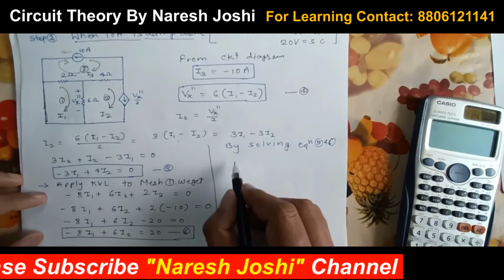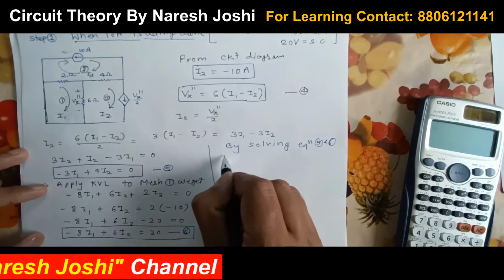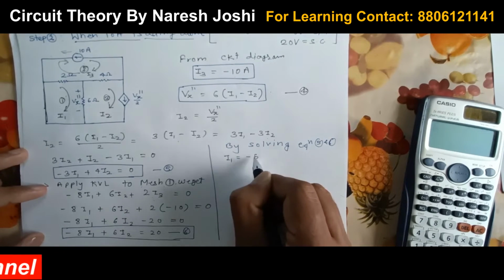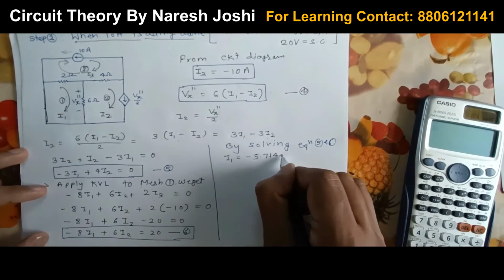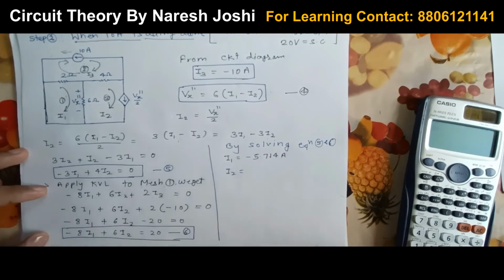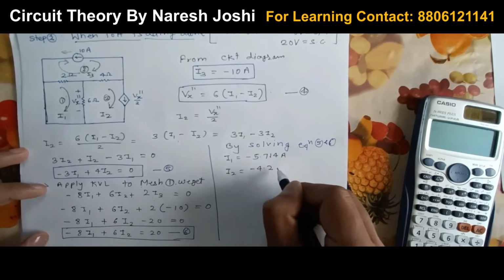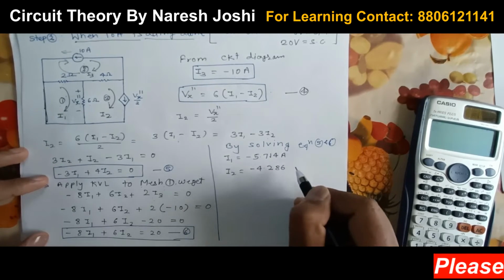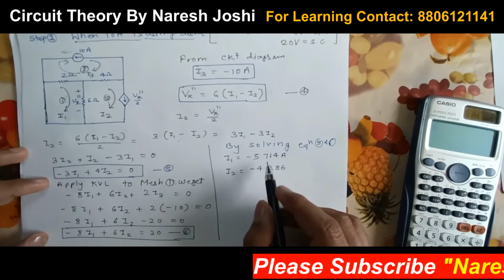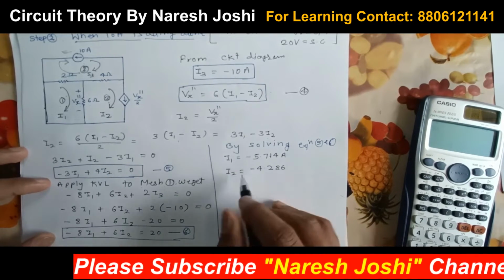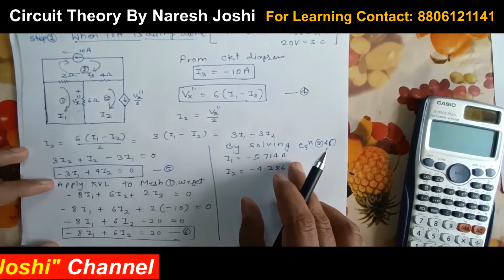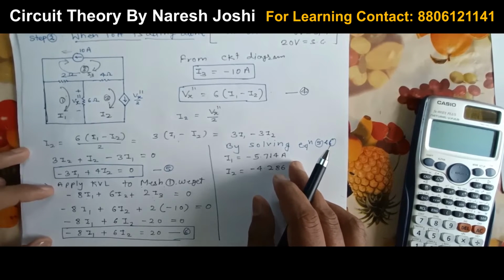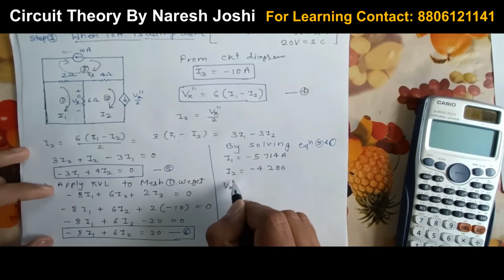So this is I1. We have to obtain the value of I1 equals minus 5.714 ampere. Clear? And I2 is equal to minus 4.286, rounded up. So this is the value of I1 and I2, and I3 we already know, it is minus 10 ampere. Clear? So let's see what is the value of Vx double dash.